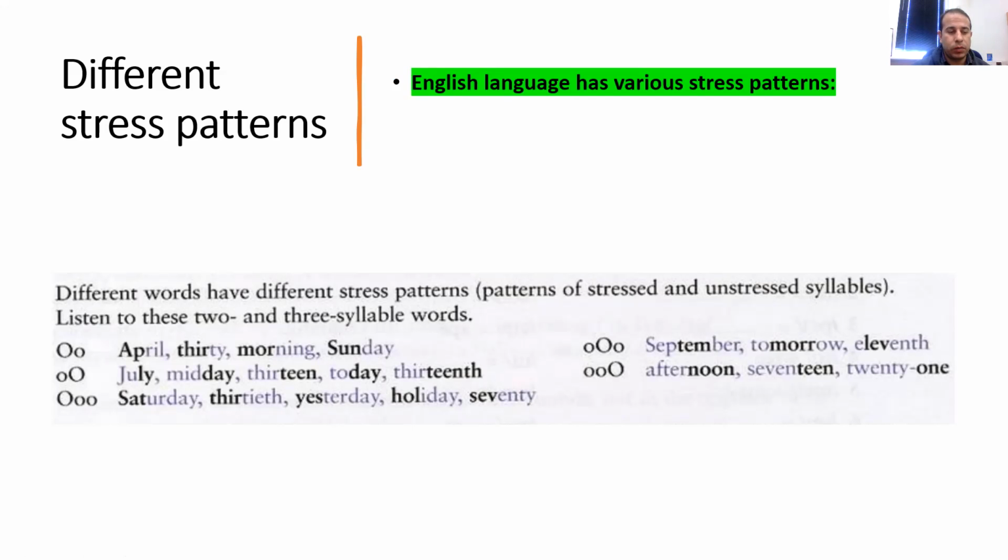Okay, let's go to the next one. What do you think? Where is the stressed syllable? Is it the first or the second one? Okay, it is the second one. So it's July, midday, 13, today. Okay, the next one, Saturday, 30s, yesterday, holiday. Okay, let's go to the next one. September, tomorrow. The last one, afternoon, 17, 21.